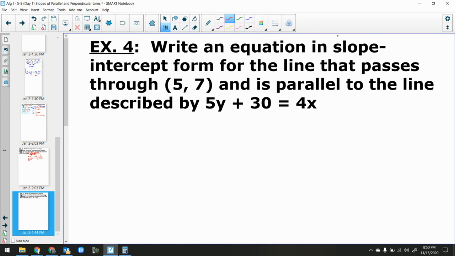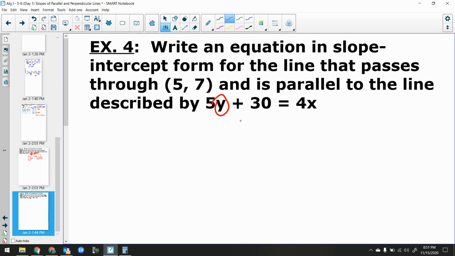Now, the only issue with this one is that this is not in slope-intercept form yet. So you're going to need to solve this for y. You're going to need to get y alone before you start creating your new line to figure out what your slope would be. So go ahead, pause, and then play when ready.